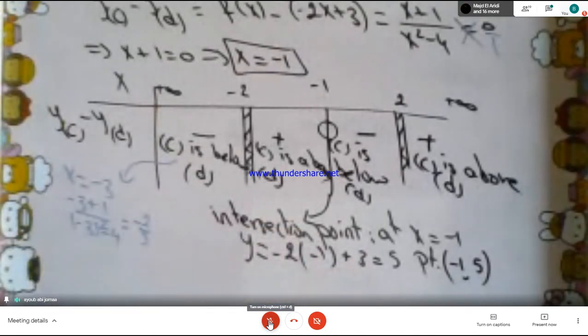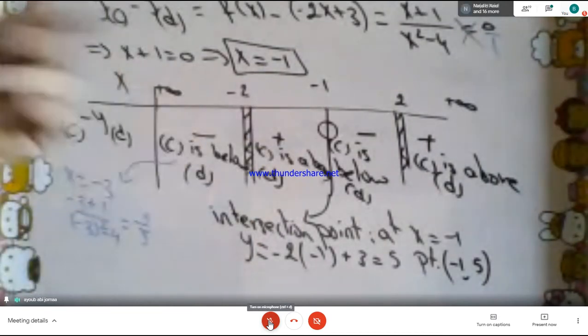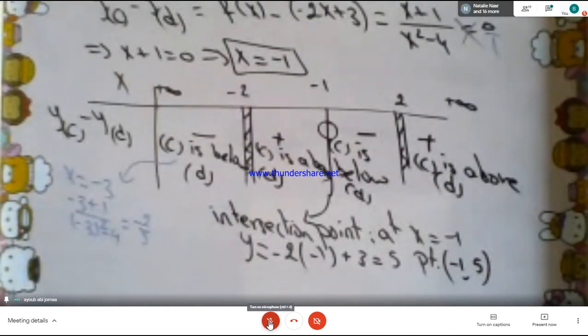We said that this point, when x equal to -1, is a common point. It is a common point of intersection between the curve and the line.